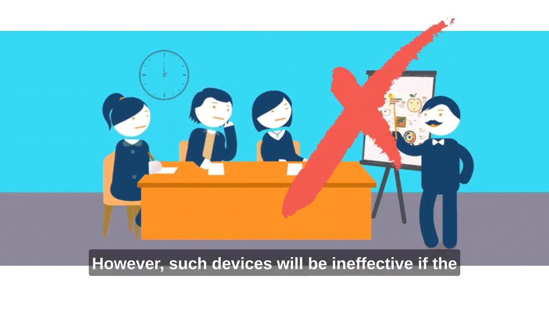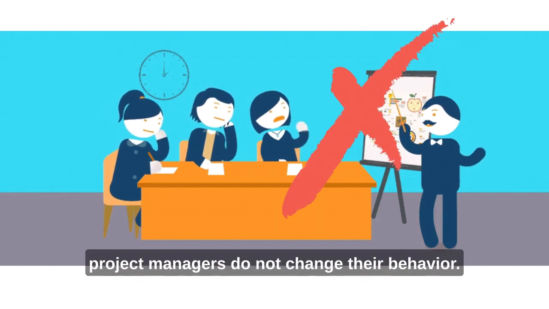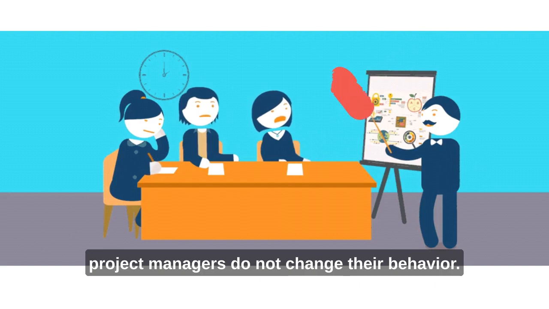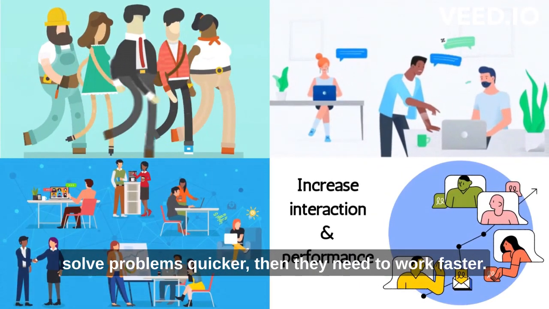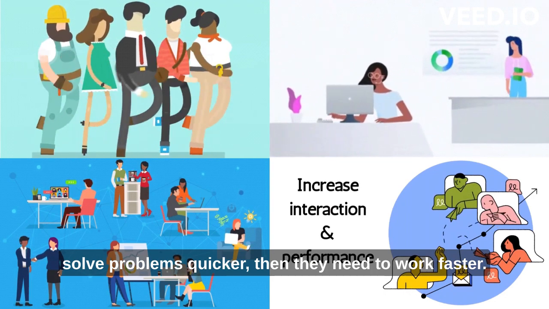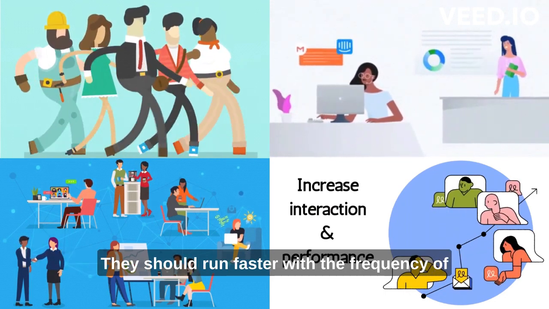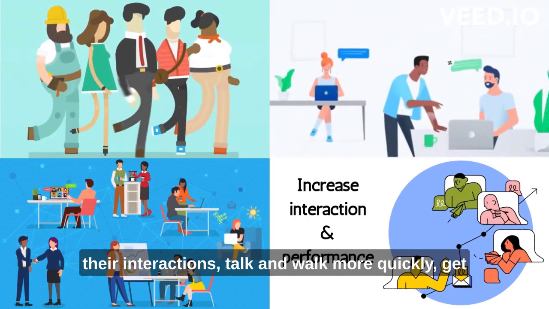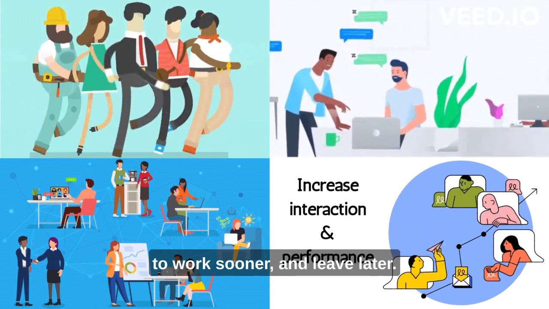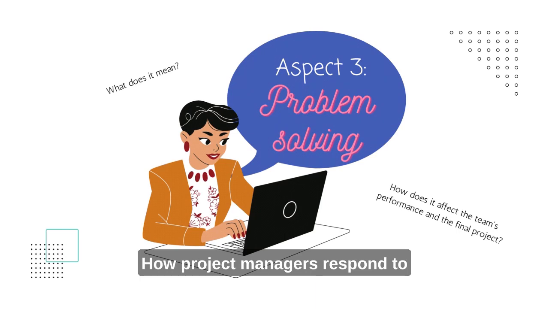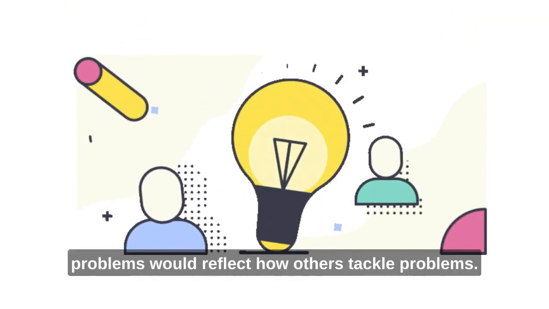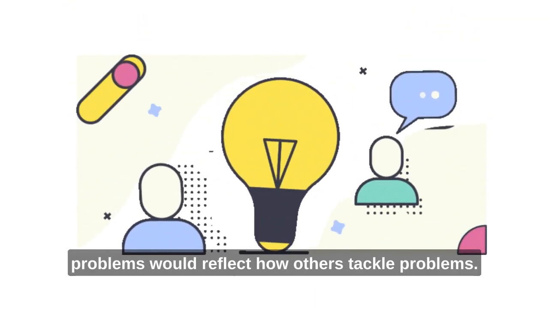However, such devices will be ineffective if the project managers do not change their behavior. If project managers want others to work faster and solve problems quicker, then they need to work faster. They should increase the frequency of their interactions, talk and walk more quickly, get to work sooner, and leave later.